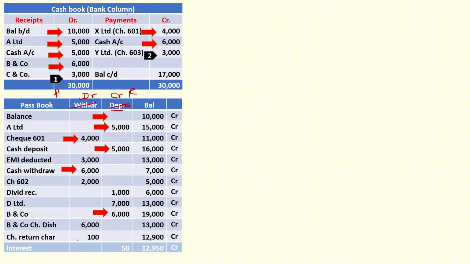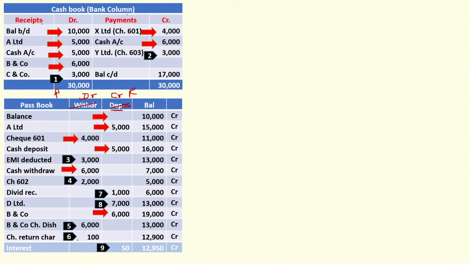Now we'll go for the passbook. In the passbook, we'll start with this EMI deducted, 3,000 rupees, which has no matching item. And another 2,000 rupees, dividend received. Then B and Co cheque dishonor 6,000 rupees, cheque returned charge 100 rupees, dividend received 1,000 rupees, D Limited 7,000 rupees, and interest 50. So these are the non-matching items. So almost 9 items we have now located.